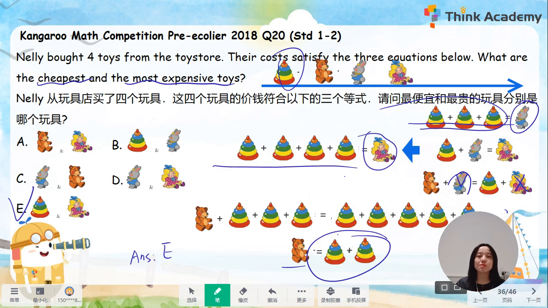So actually this one is already the last question of the Kangaroo Math Competition pre-ecolier level of 2018. Do you find it really hard? Actually not. As long as we know the nature of those basic knowledge, and then with some practice, we can use it flexibly to solve these challenging problems.